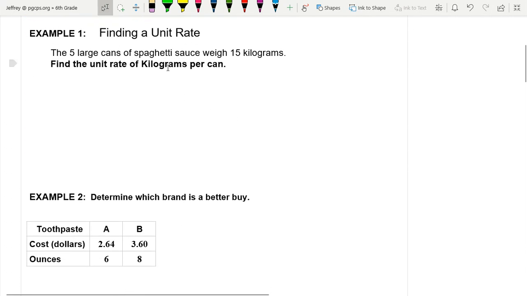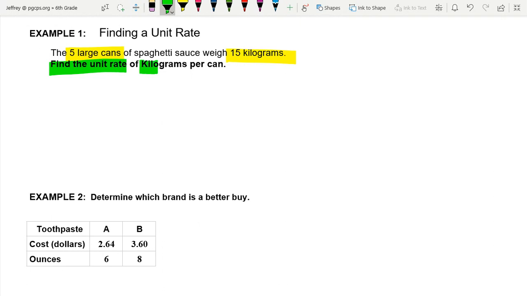Example 1, finding the unit rate. 5 large cans of spaghetti sauce weigh 15 kilograms. So we're comparing two units. The rate is that 5 large cans of sauce weigh 15 kilograms. The task is to find the unit rate of kilograms per can. Now remember, when we write our rates or ratios, order matters. Kilograms is mentioned first.